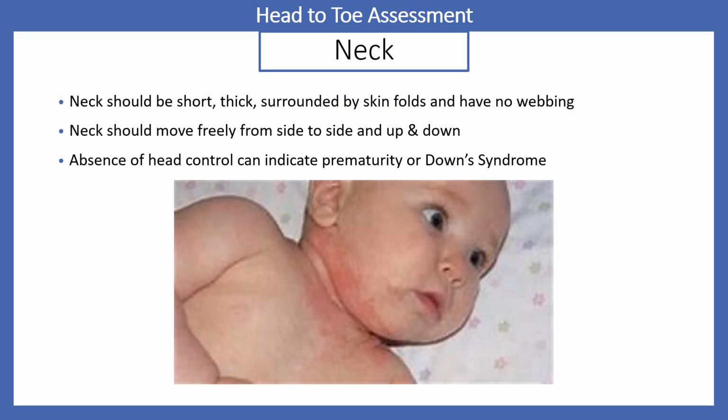When assessing a newborn's neck, the nurse expects the neck to be short, thick, surrounded by skin folds, and have no webbing. Normal variations can be found with a lack of head control, normally related to prematurity or Down syndrome.